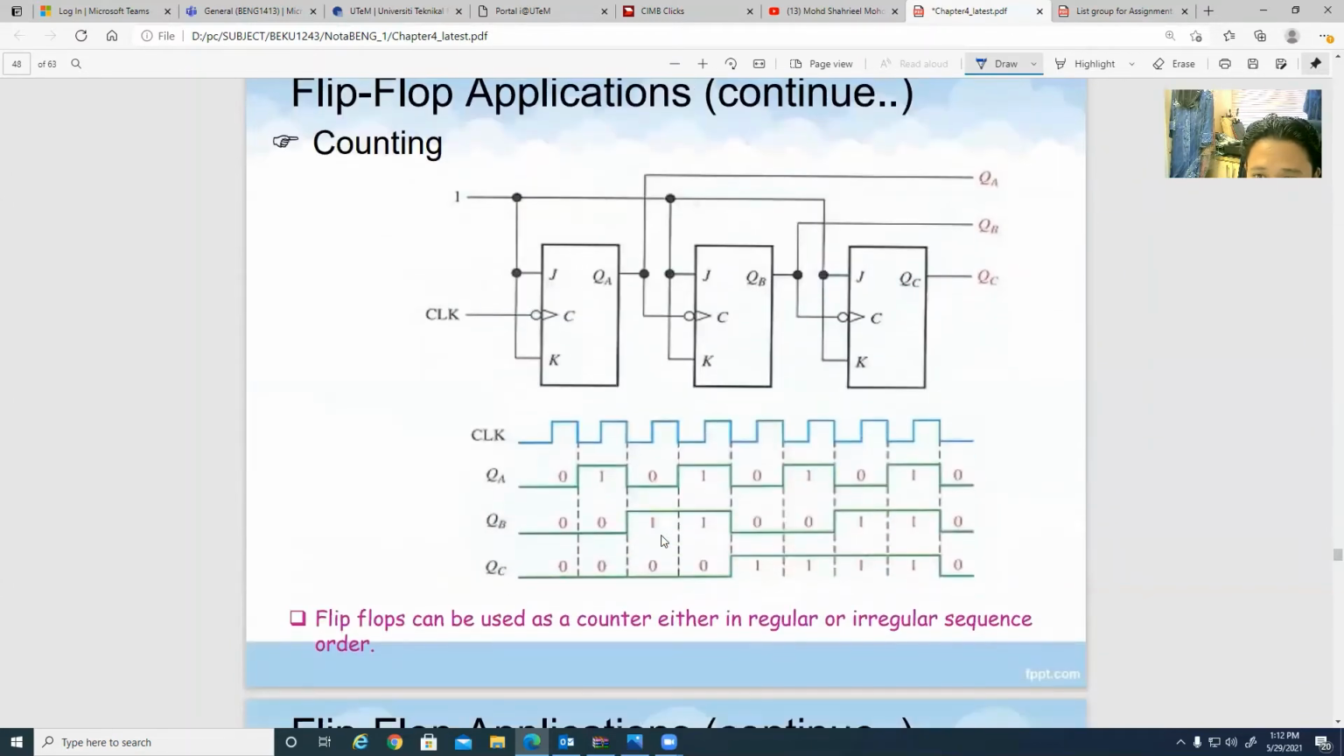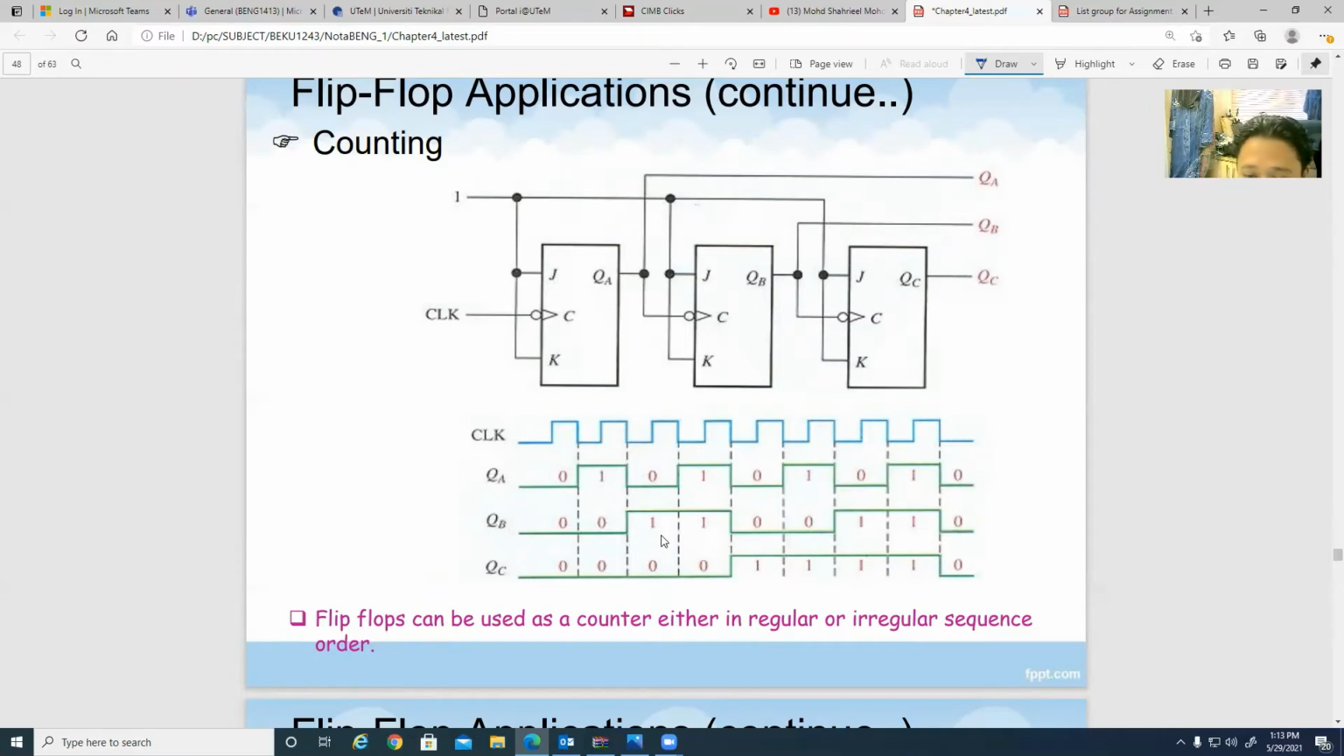Okay, so the next application is counting. So for example here, the flip-flop can be used as a counter, either with a regular or irregular sequence. For example, this is a regular sequence.